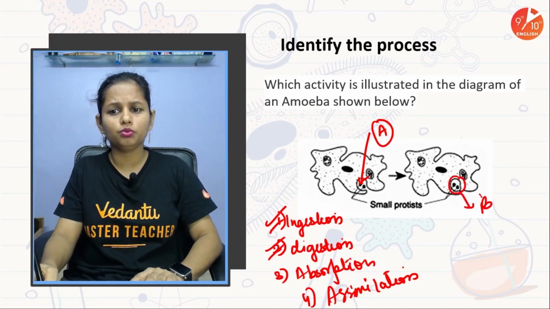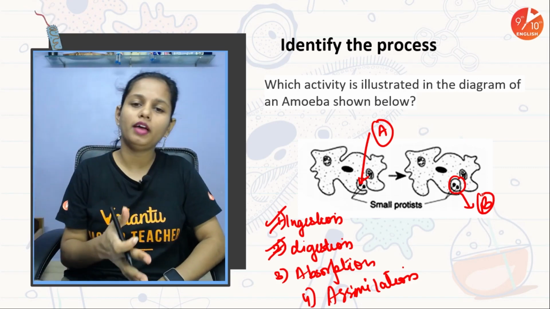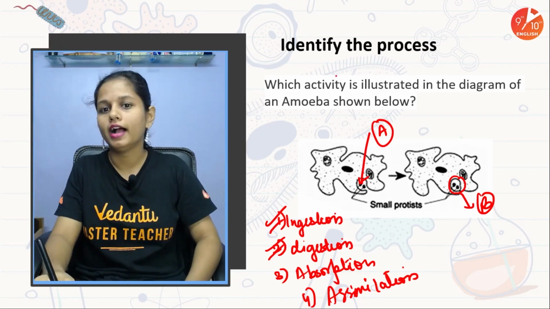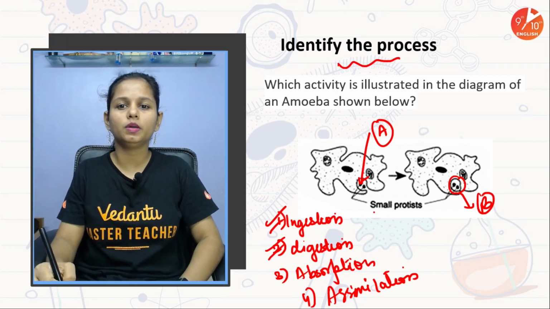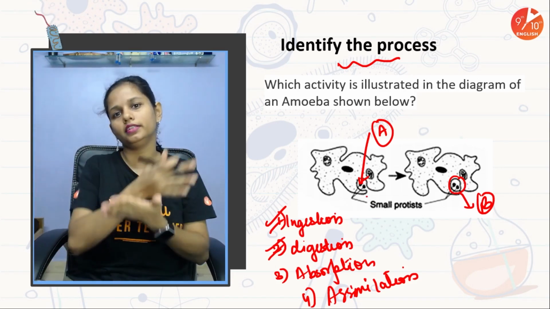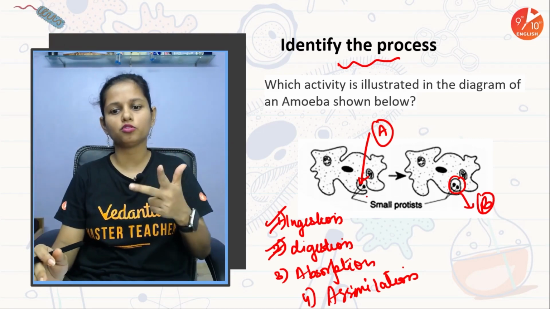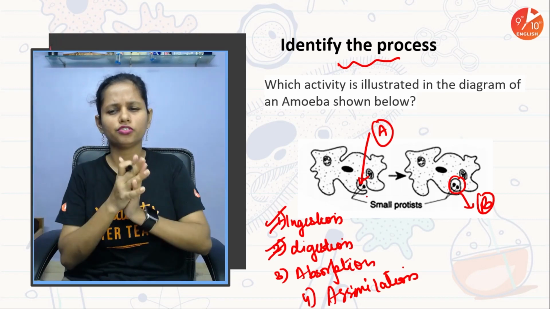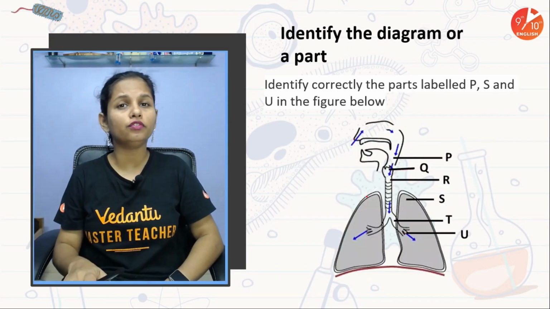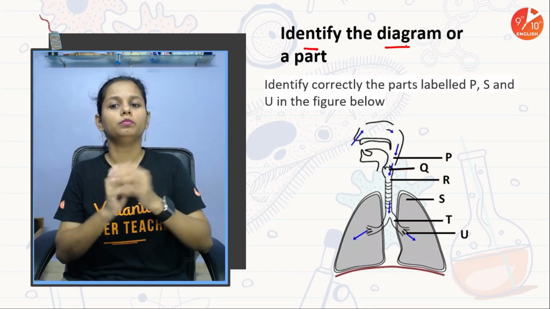So they will give you what is going on in A, what is going on in B. So you might need to actually explain what is going on in that particular process. So you need to identify the process. Basically the process over here is phagocytosis, right? It is engulfing, and then the 5 steps of deriving nutrition take place: ingestion, digestion, absorption, assimilation, and egestion, right?